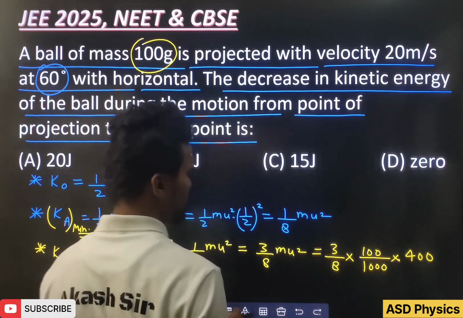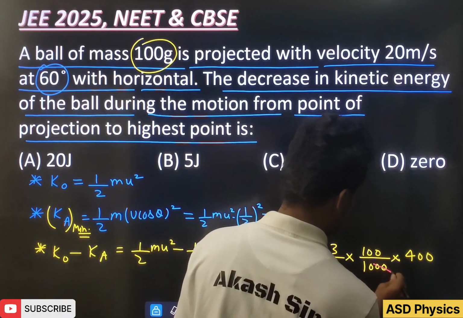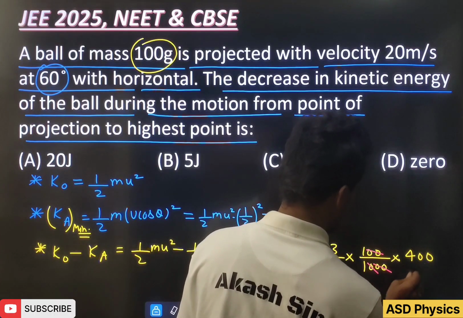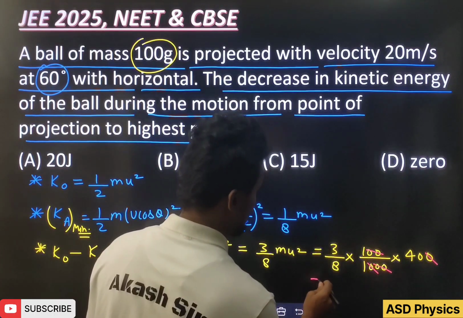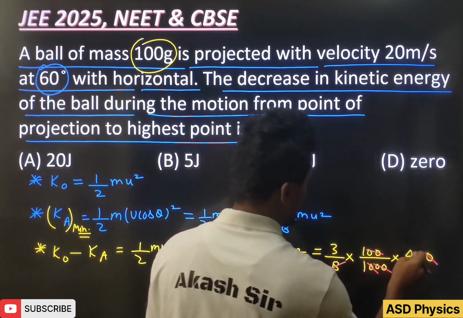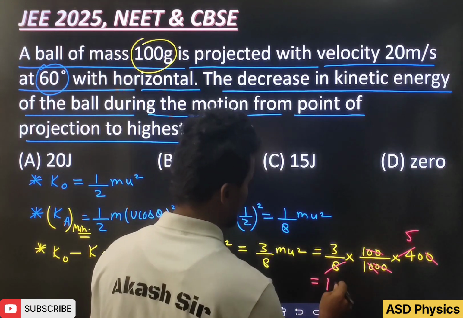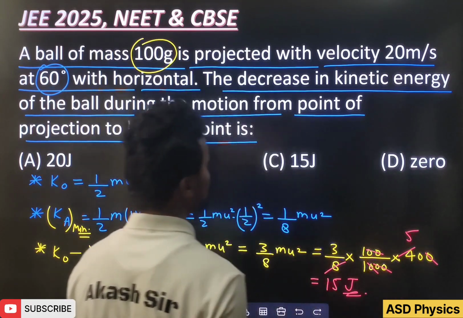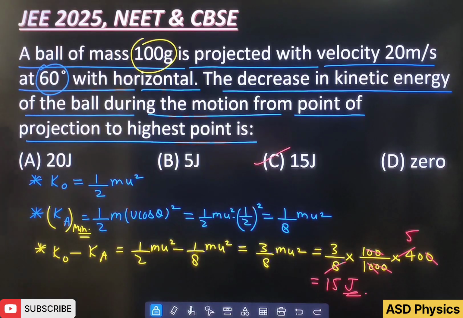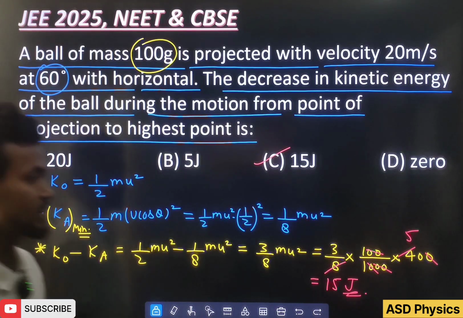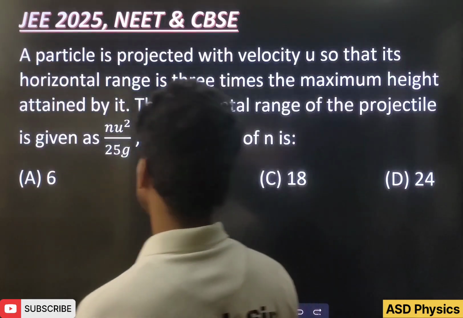After that, we'll simplify things. This 20 cancels, this 20 cancels here. This 10 cancels, this 10 cancels. So we can write 8 fives are 40, 5 into 3 is 15 joule. The change in kinetic energy will be how much? It will be 15 joule. Remember that. Great. Next question. Let's see.